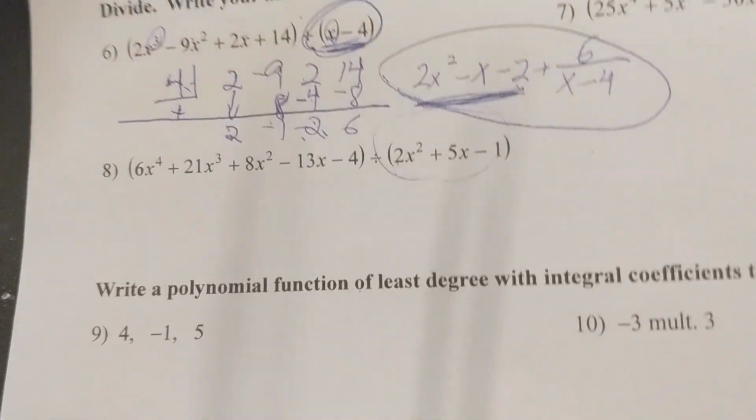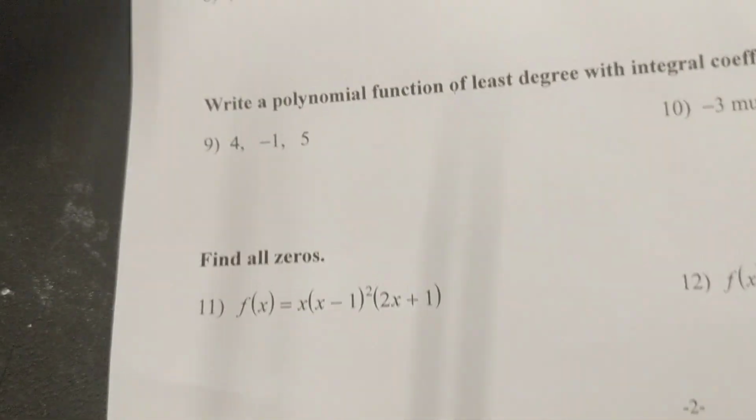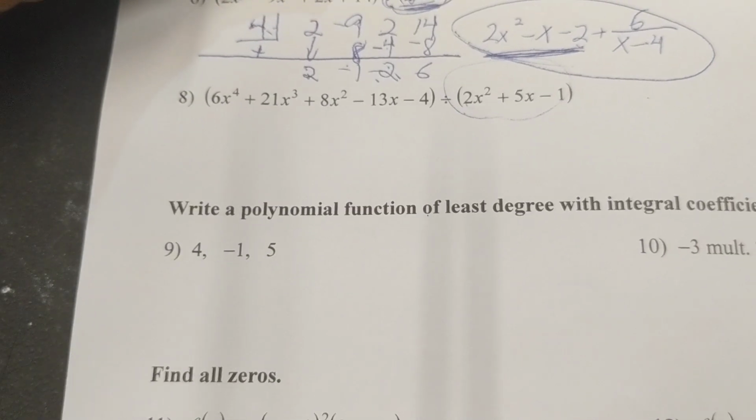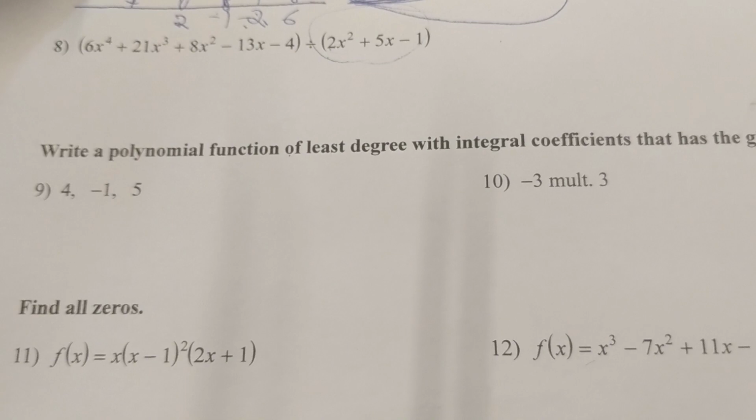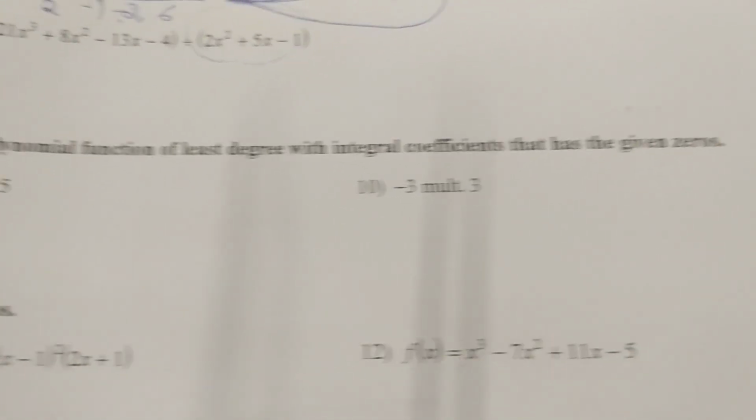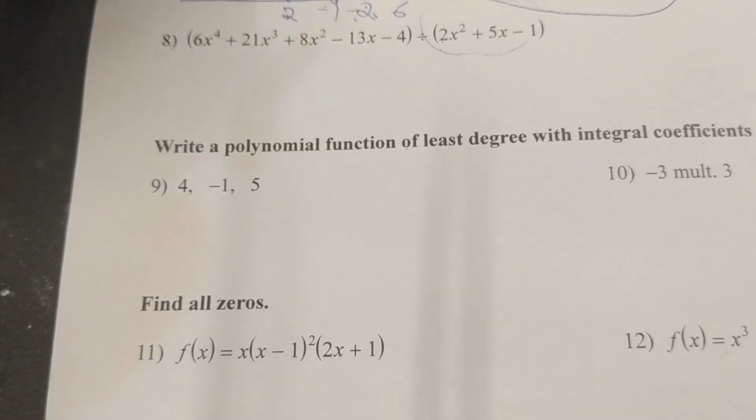What number was that? Oh, yeah. That was number 7. No, that was number 8. Okay. Then numbers 9 and 10. We have write a polynomial of least degree with integer coefficients or integral coefficients that has the given zeros. They're giving you zeros, you just got to make the function.